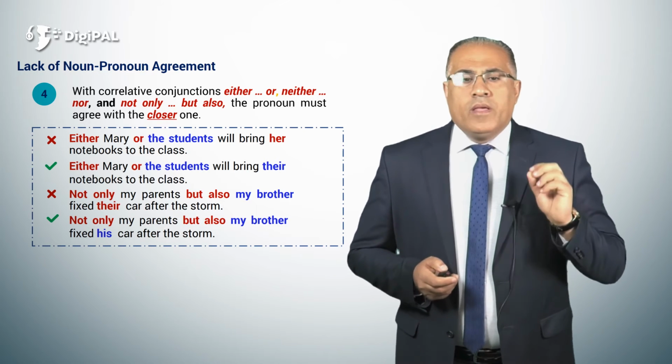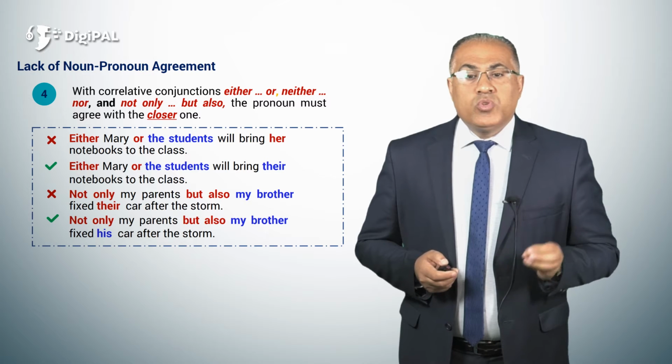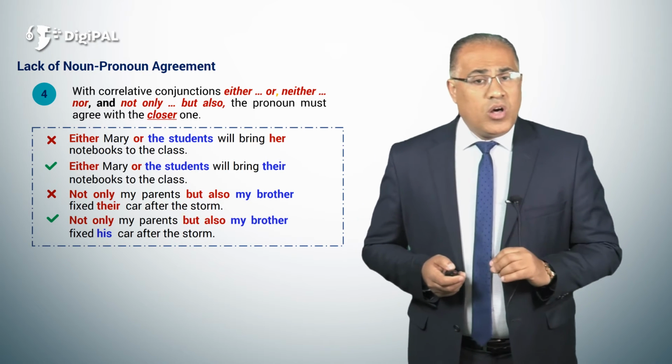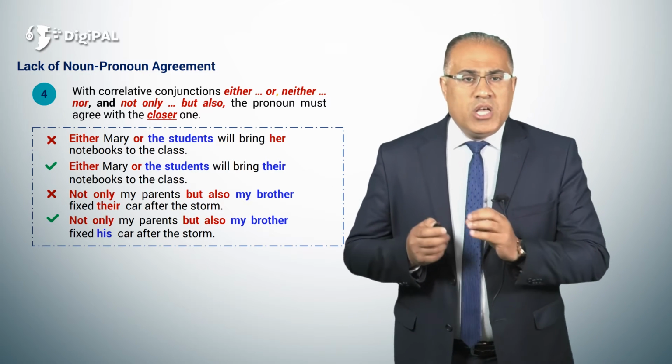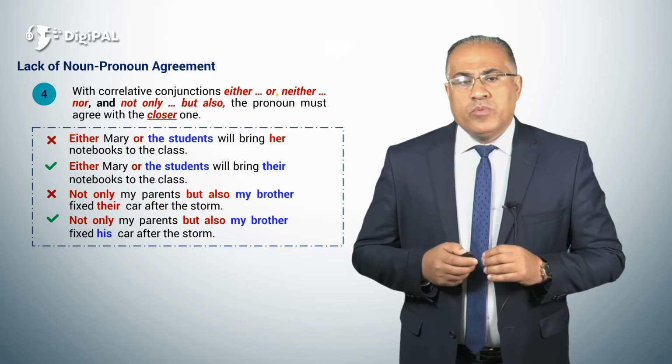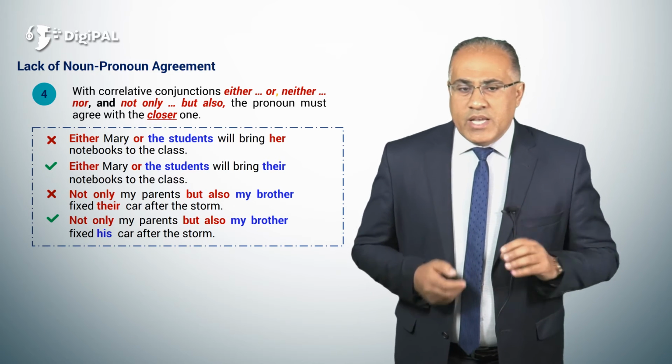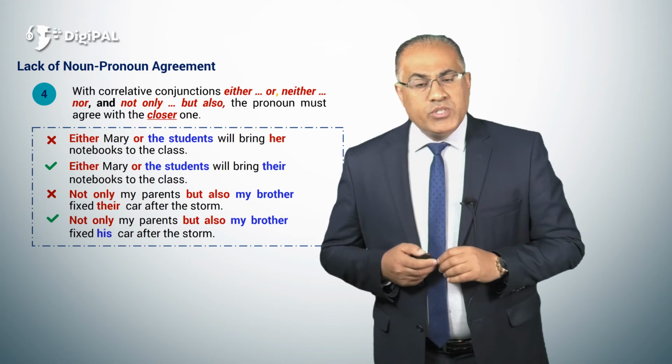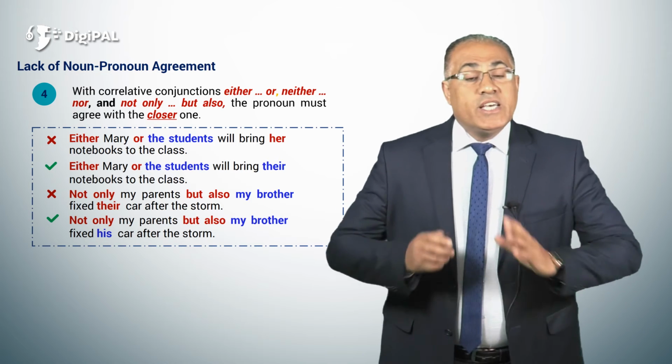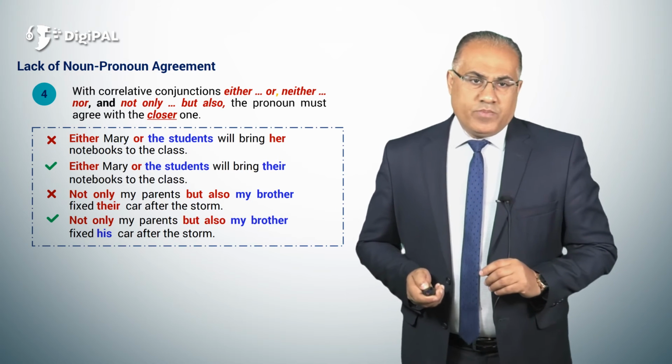Another example: "Not only my parents but also my brother fixed their car after the storm." This is a problem of noun-pronoun agreement. It should be said: "Not only my parents but also my brother fixed his car after the storm."